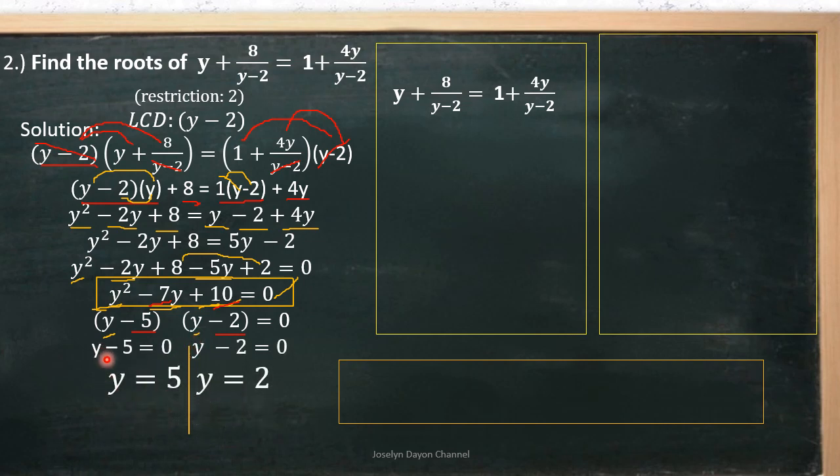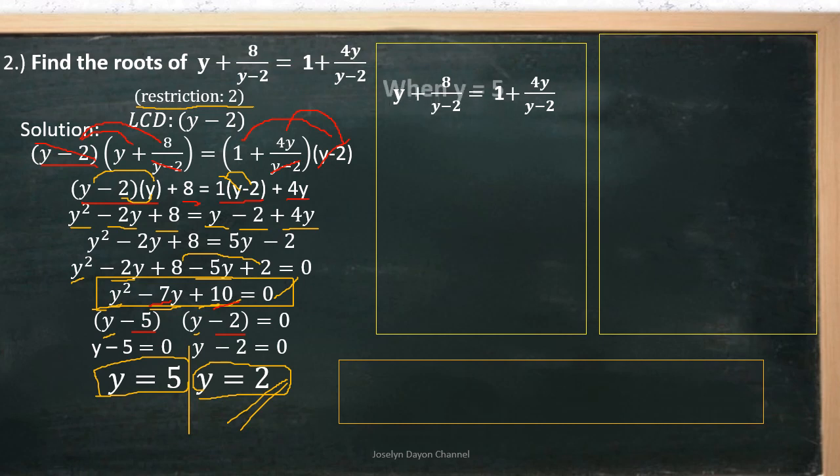So transpose negative 5 to the right side. So we now have the first value of y equal to 5, and the second value of y equal to 2. Now let's check against the restricted value. Our restricted value is 2. So meaning to say, this 2 is not a solution, but what we call an extraneous root. But let us try to see what will happen if we check it.